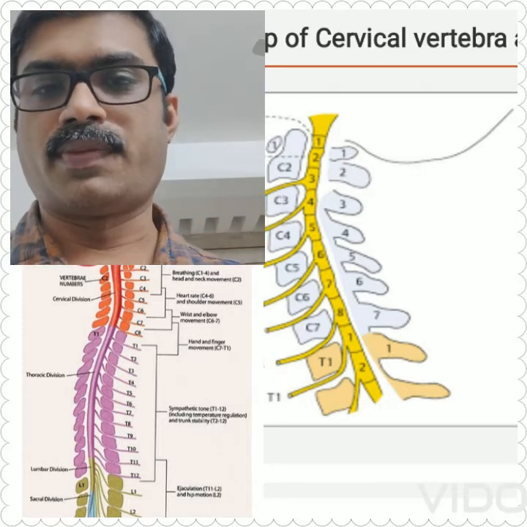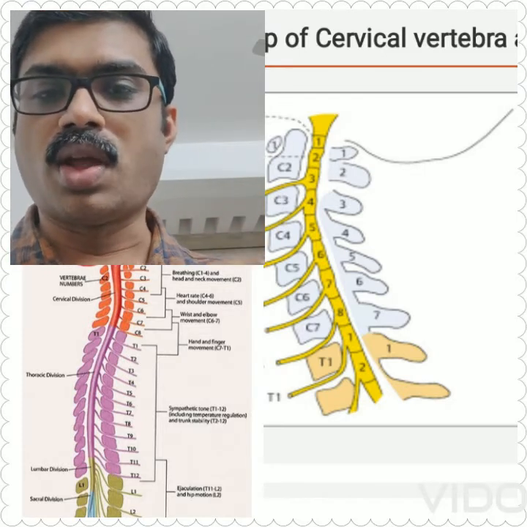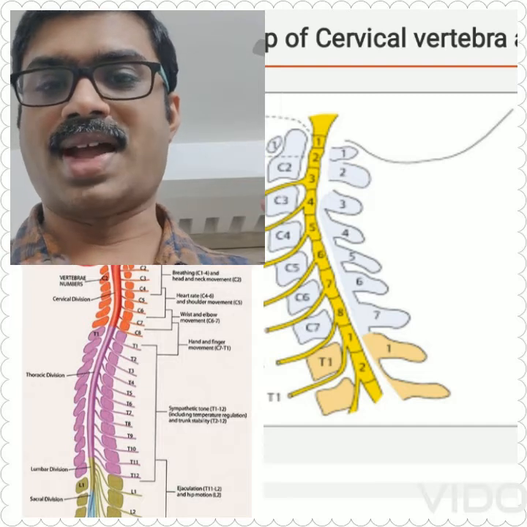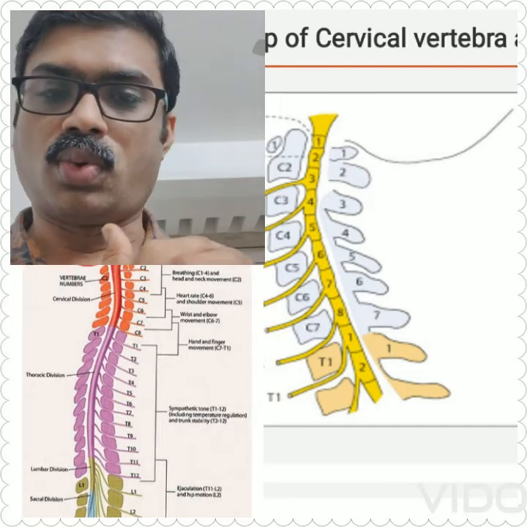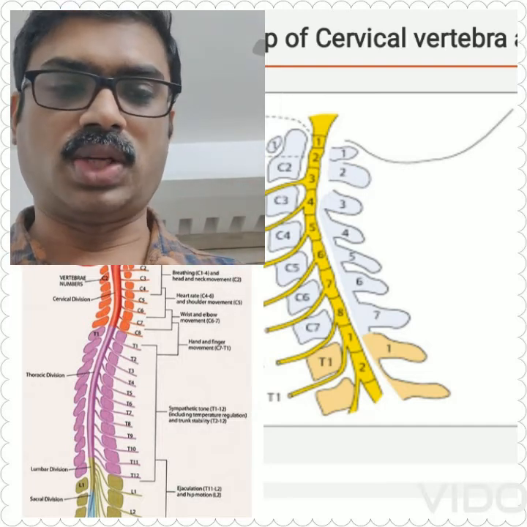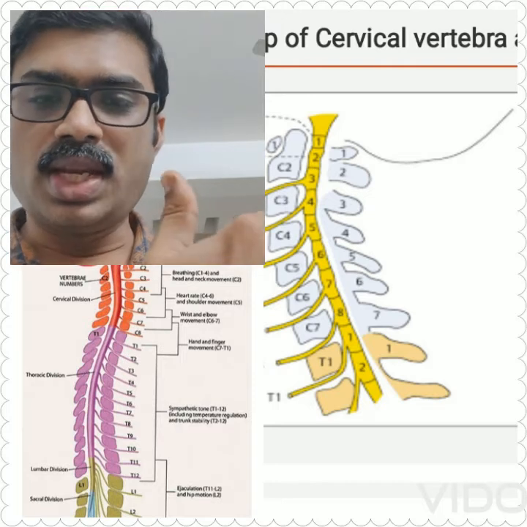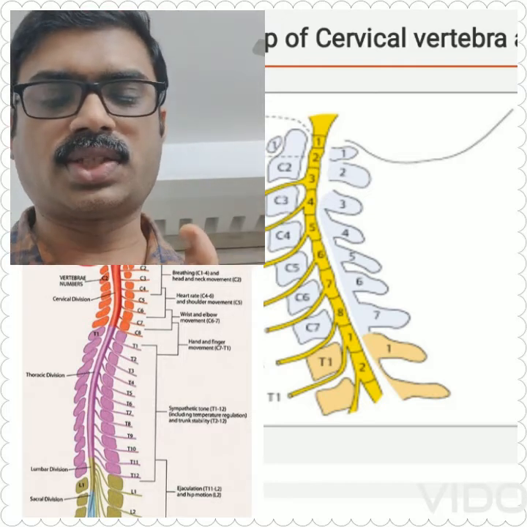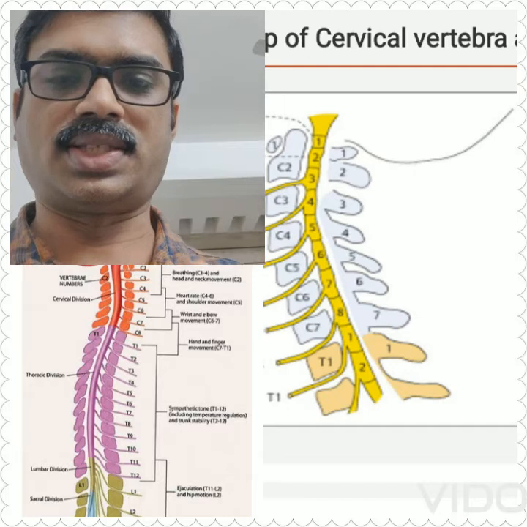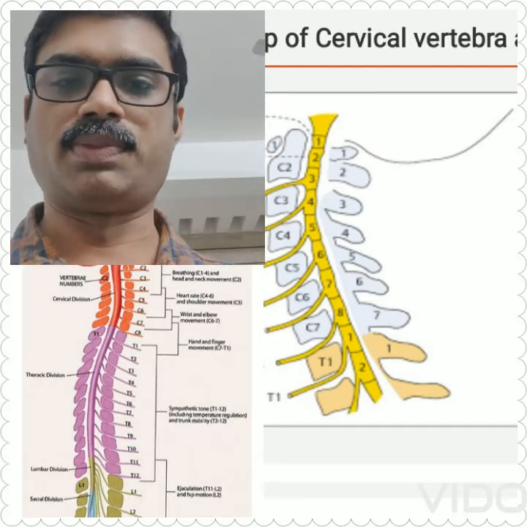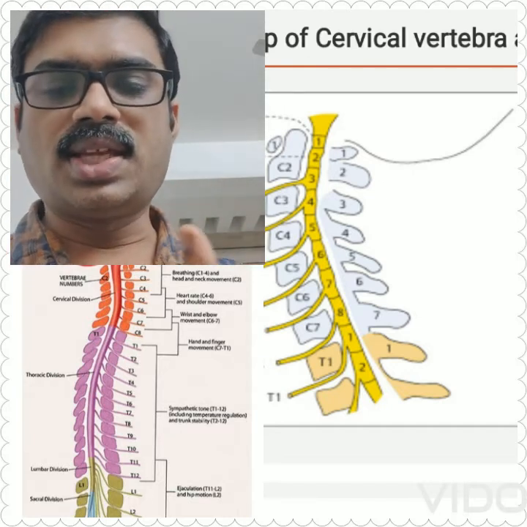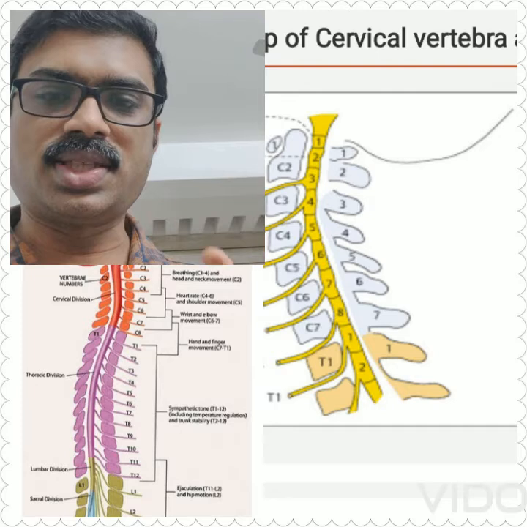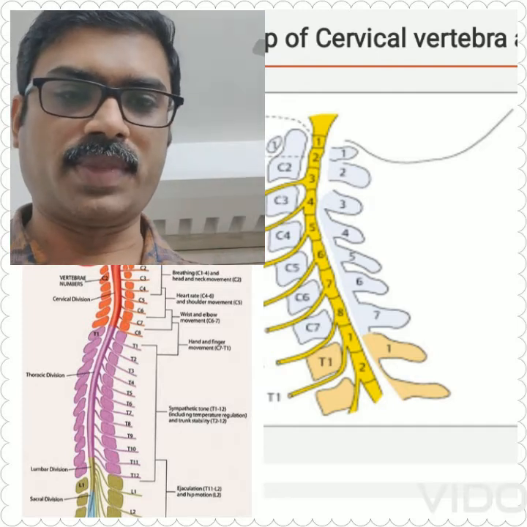vertebra that's below them. For example, the C1 root will come above the C1 arch. C2 root will come between C1 and C2, that is above C2. In that order, if we come to C5, C6, the C6 root comes between C5 and C6, that is above the C6 vertebra. The C7 root will come between C6 and C7, that is above the C7.